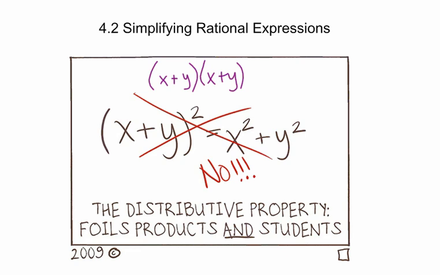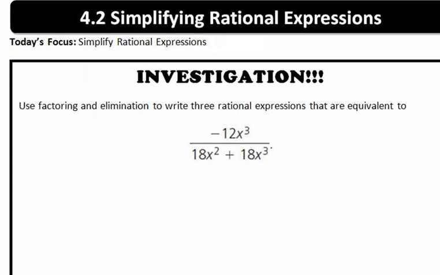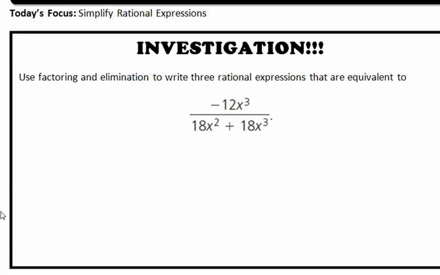Okay? All right, so moving on, let's look at 4.2, the investigation. Use factoring and elimination to write three rational expressions that are equivalent to the following. So is there anything here we can factor, the numerator or the denominator? Not monomials. I guess we could write it as -2 times 6 or something, right? But when we have two terms, what are we going to ask ourselves?